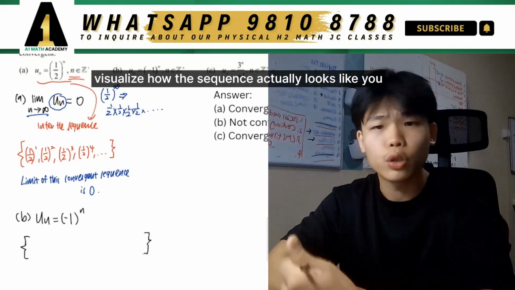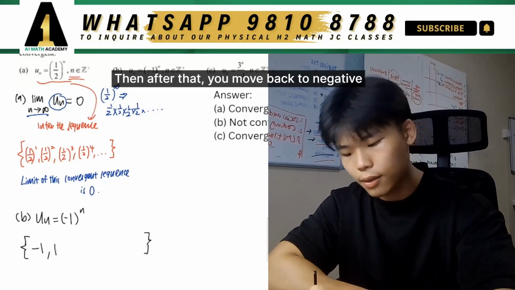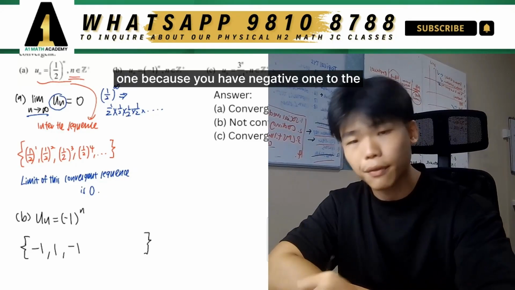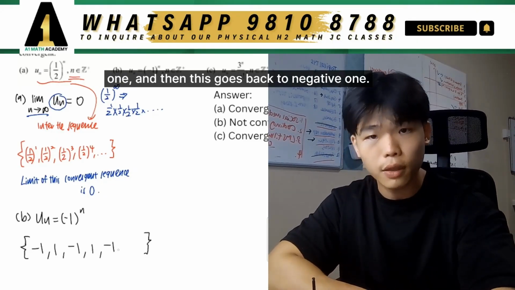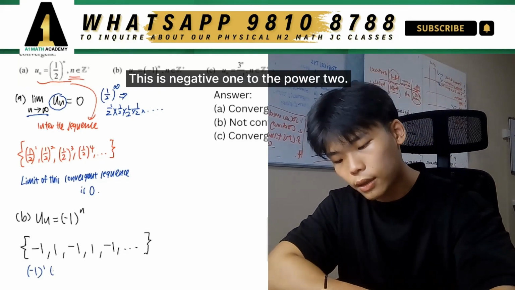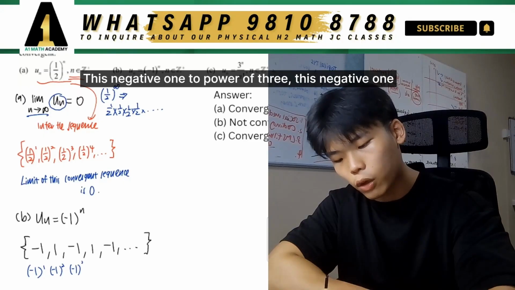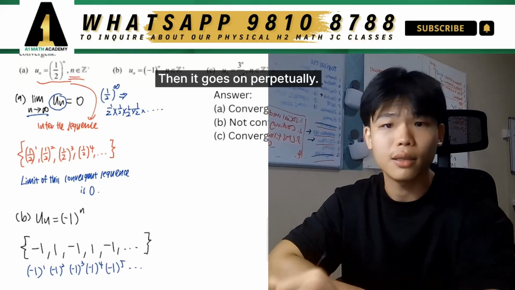So if we were to visualize how the sequence actually looks like, you start with -1, then you move on to 1. Then after that, you move back to -1 because you have (-1)^3. And then this goes back to 1, and then back to -1, and it just goes on perpetually, right? Because this one is (-1)^1, this is (-1)^2, this is (-1)^3, this is (-1)^4, this is (-1)^5, right? And then it goes on perpetually.